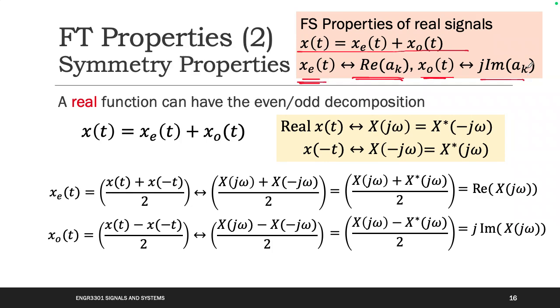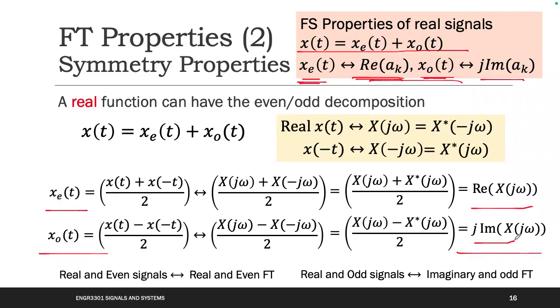Yeah, you can see, compare this one and this one, it's similar. Am I right? For the even part of your signal, you have the real part of ft, and for the odd part of your signal, you have the imaginary part of your ft. Any question so far? No? Okay. So the real and even signals will have the real and even ft, and the real and odd signals will have the imaginary and odd ft. Okay, and this is the symmetric properties of signals.